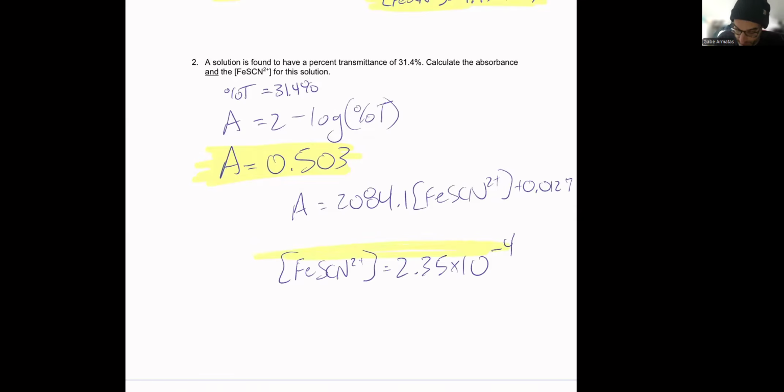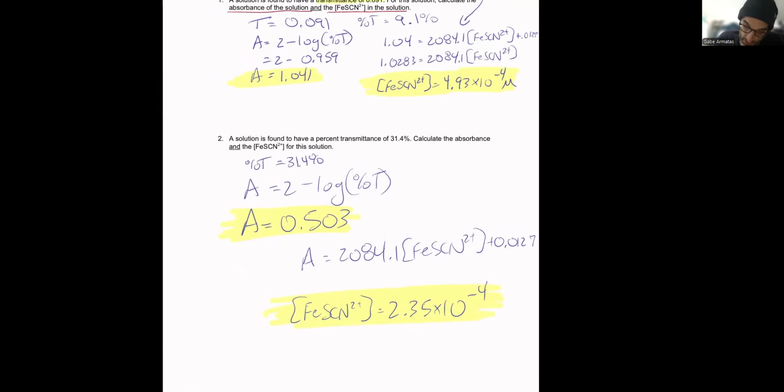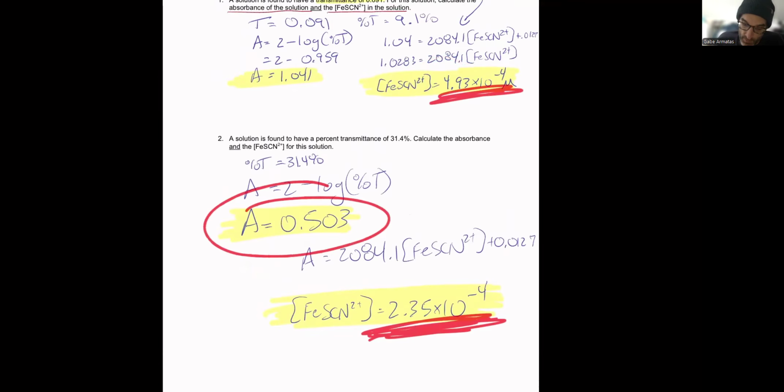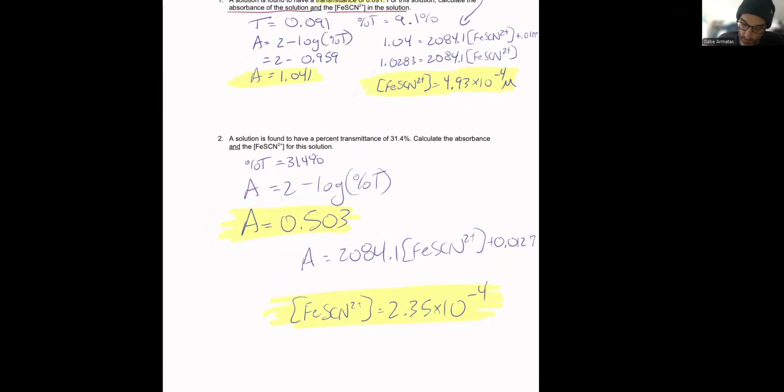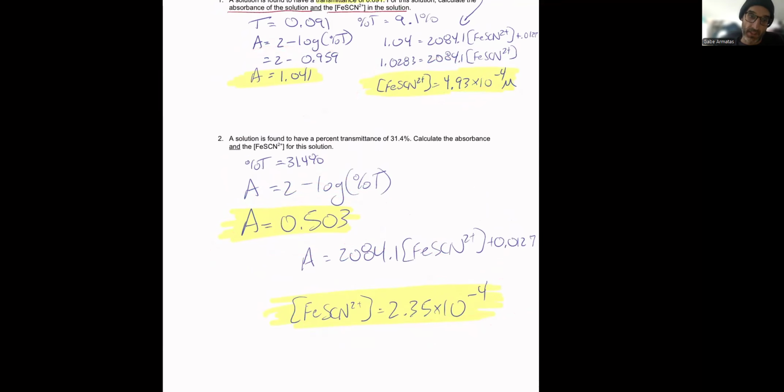There is my concentration. So the absorbance is lower, meaning this concentration should also be lower. And it is: 5 times 10 to the negative 4, 2 times 10 to the negative 4. So lower absorbance, lower concentration. This does, in fact, make chemical sense.